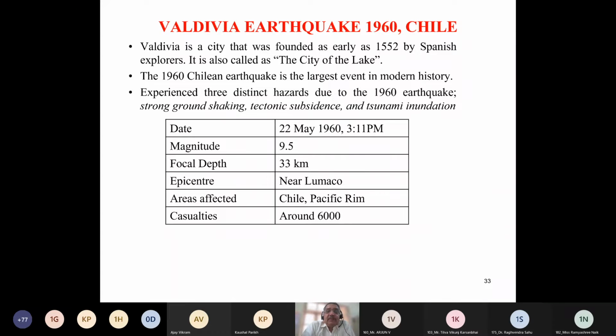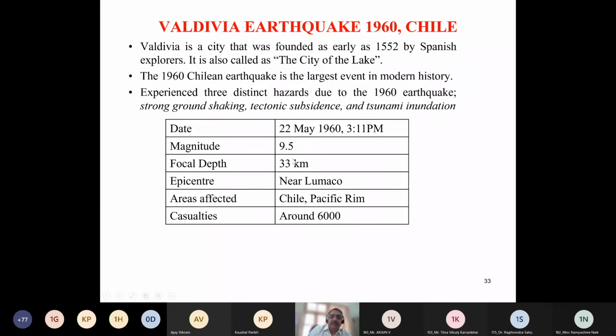Now we'll go to some earthquake examples around the world. This is the Valdivia earthquake, 1960 in Chile, magnitude 9.5. So far, the largest recorded earthquake, magnitude 9.5. That is 1960. Valdivia is a city that was founded as early as 1552 by Spanish explorers. It is also called the City of the Lake. The 1960 Chilean earthquake is the largest event in modern history and experienced three distinct hazards: strong ground shaking, tectonic subsidence, and tsunami inundation.